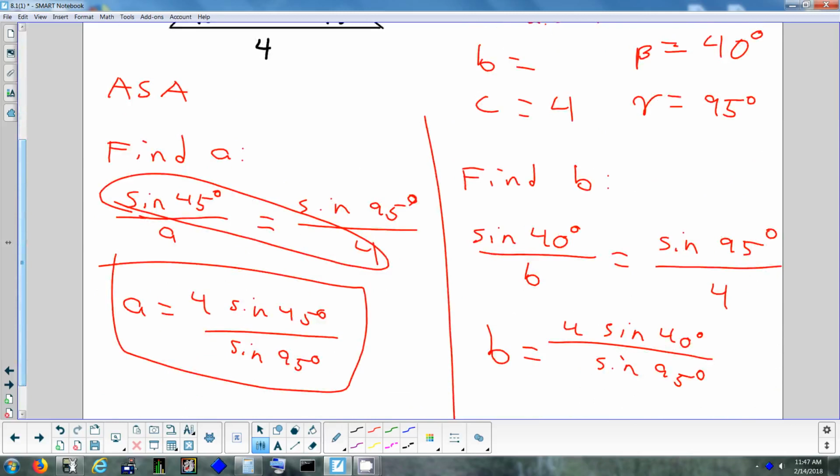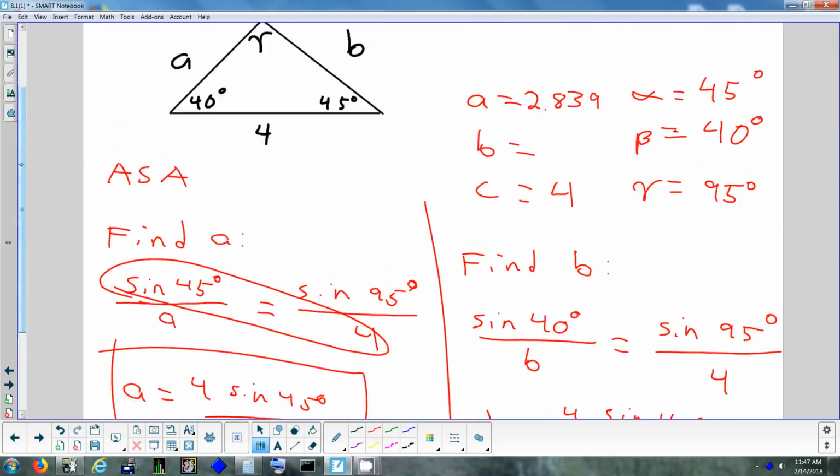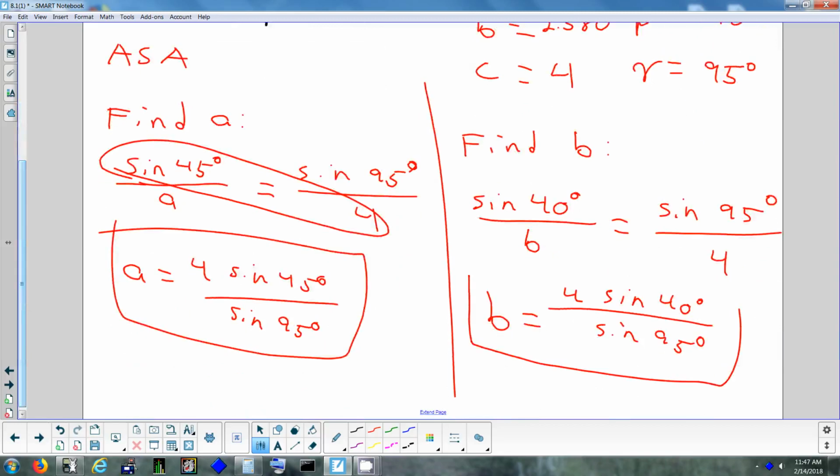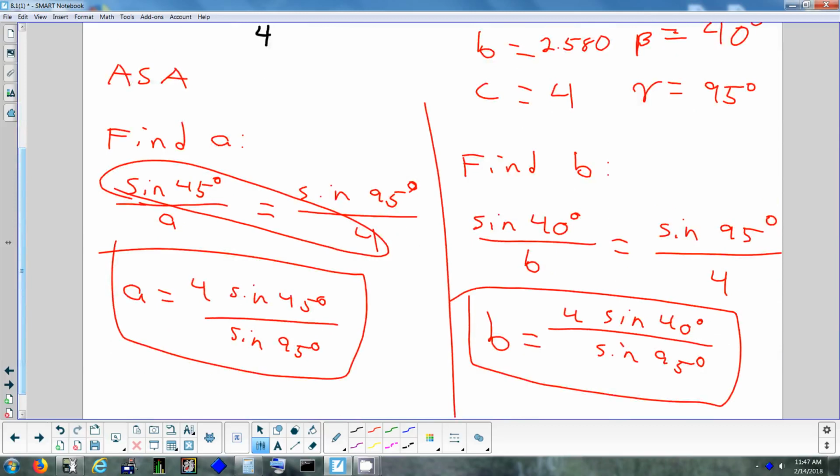Yeah. 2.580. Thank you. I didn't double check it, but based on our numbers, it seems reasonable. It's smaller than 2.8. So I think we're good. Okay, so that's the second type. Any questions on angle side angle before we look at the last type?